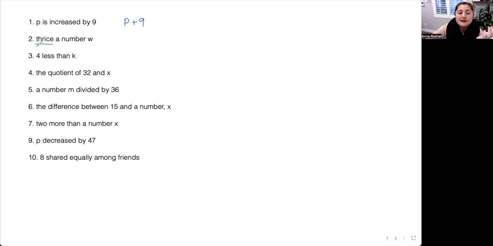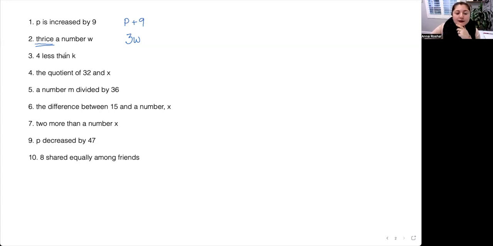So for example, when we see thrice a number, we know that thrice is actually 3 times, right? So once, twice, thrice. Thrice a number W, that means that I'm going to multiply. Since there is no actual operation involved, we're just going to write 3 and then W. So since there's no operation in the word, you're going to have to infer that thrice means that you're multiplying it by 3, by that 3 and that W.